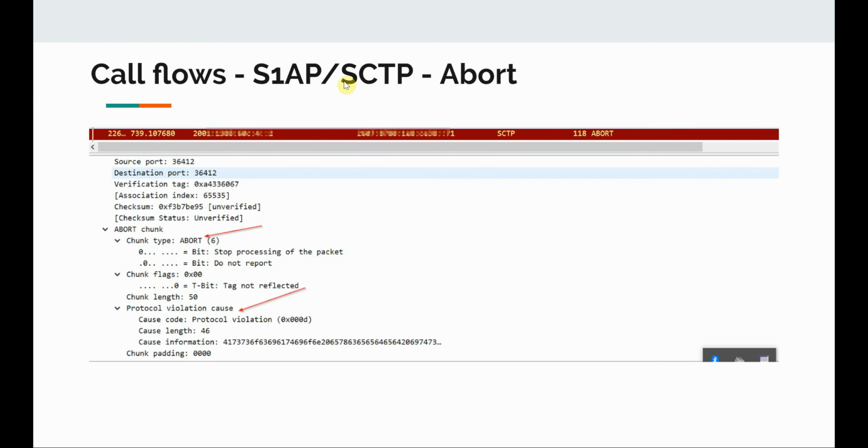Okay, so hopefully you have understood abort, graceful shutdown, heartbeat, and the SCTP association aspects. And these are really important on S1AP and S6a and all the Diameter links inside the EPC architecture.